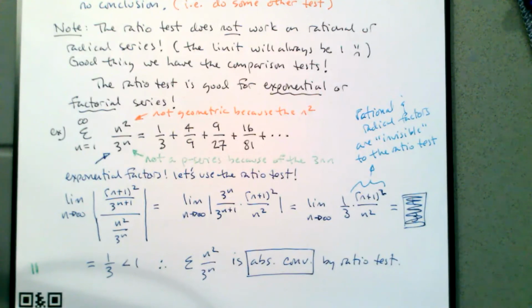Note that if we flip this over, if we have 3 to the n over n squared, then when we do the limit from the ratio test, we'll get 3, which is greater than 1, and the series diverges. Any questions?